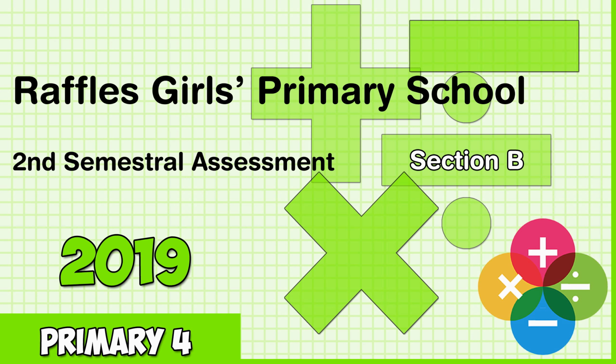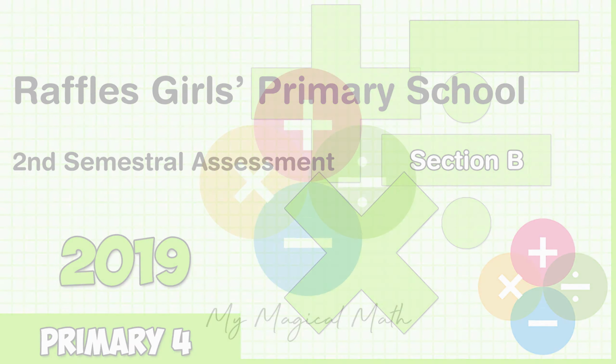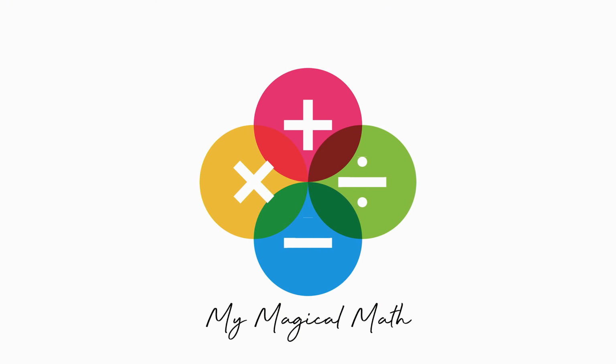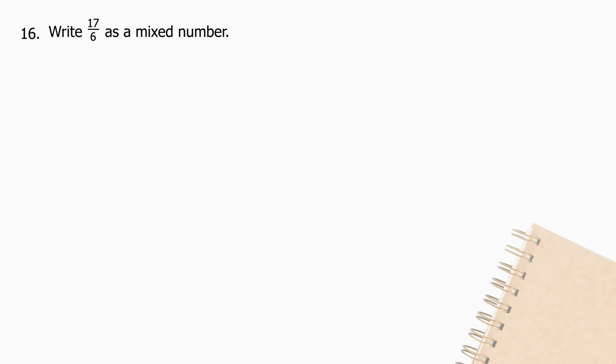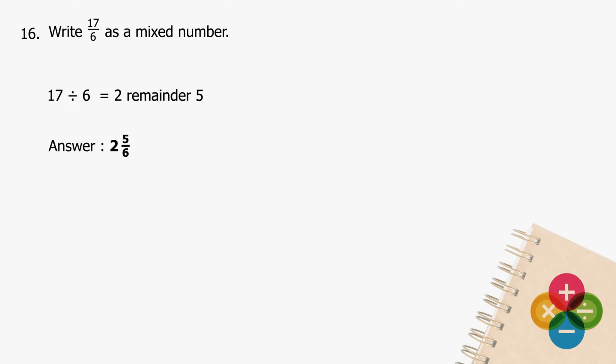Raffles Girls Primary School. Second Semestral Assessment 2019. Primary 4 Mathematics. Section B. Question 16. Write 17 divided by 6 as a mixed number. Take 17 divided by 6, and you will get 2 whole, remainder 5. The answer will be 2 and 5 over 6.